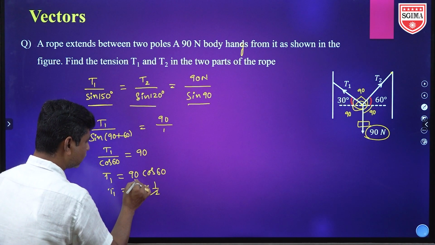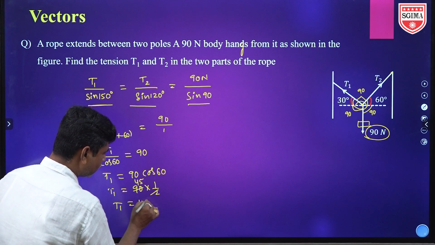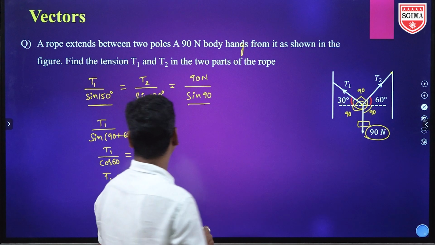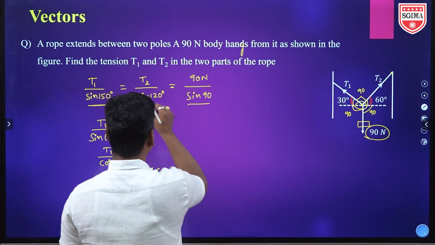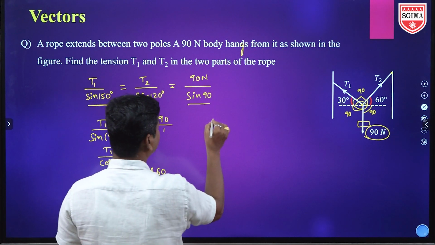So 2 ones and 2 45s. Here write T1 equal to 45 Newton. It is the calculation of T1. Next, the T2 value. About T2 also, these two terms, second term and third term will equate.